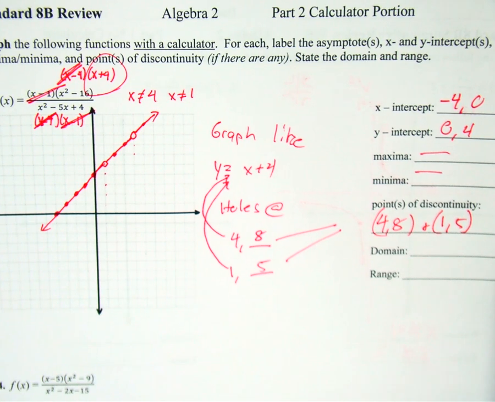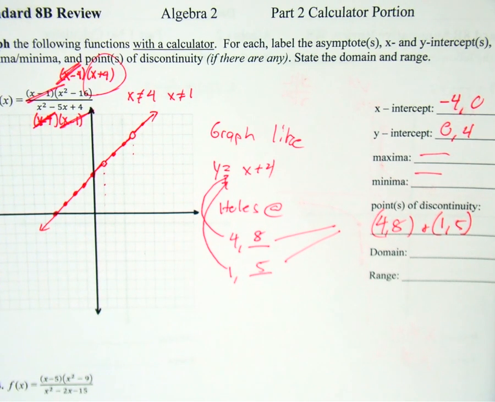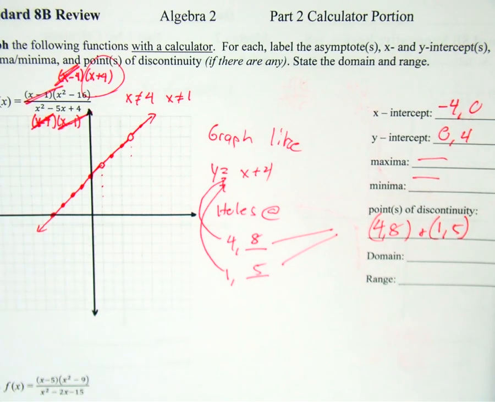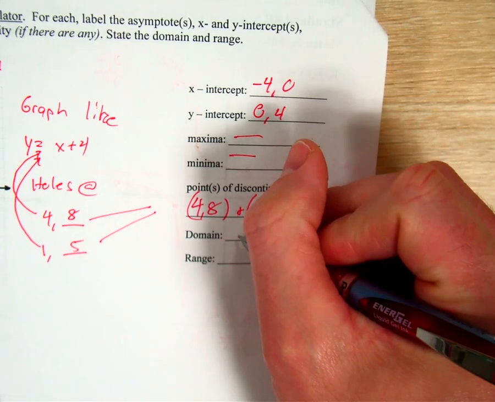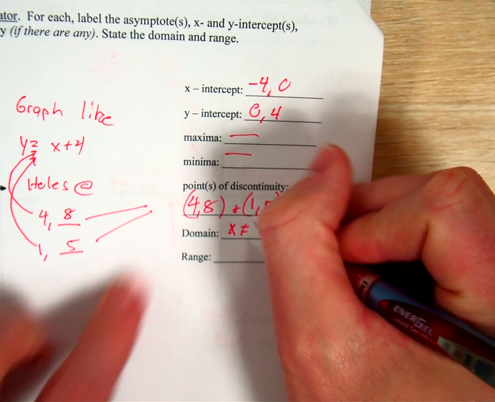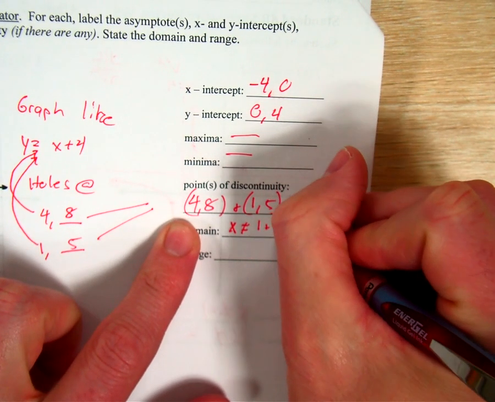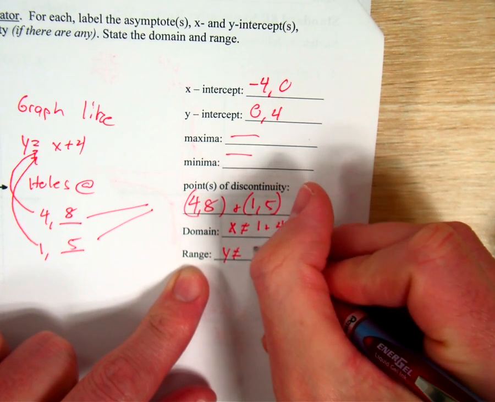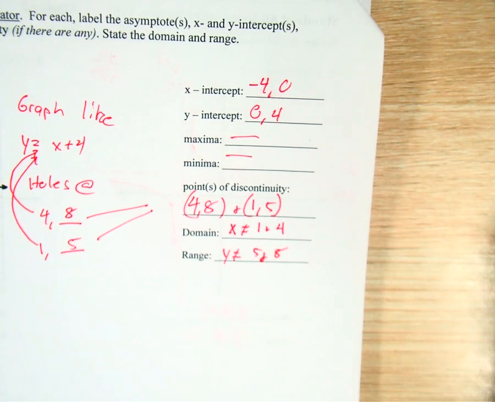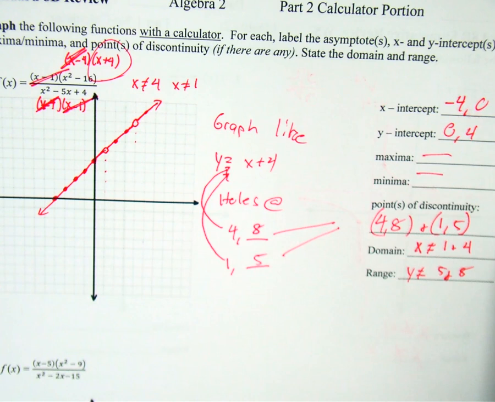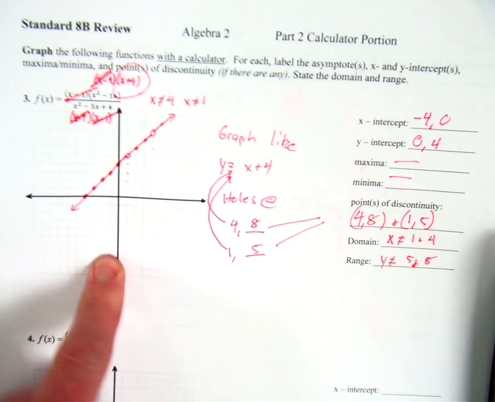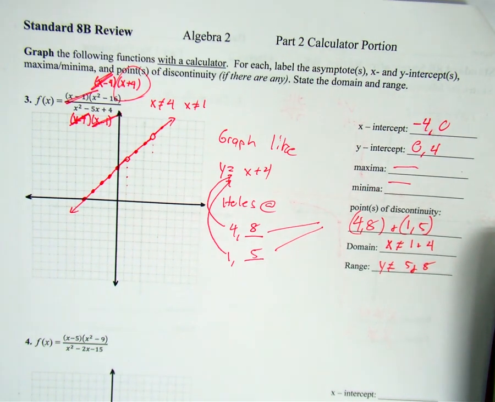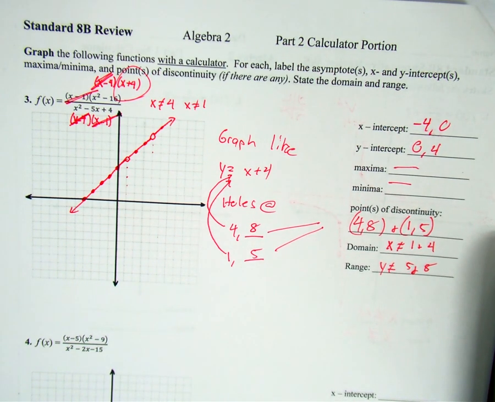And domain and range, usually a line is all real numbers for everything, but because of the holes, we're going to be missing 2 x numbers and 2 y numbers. We're going to have all real numbers x except 1 and 4 from your points of discontinuity, and range all y's that are not 5 and 8. And now we're up to a 2.5 because we have 2 graphs correct for the 2, and we have 2 out of the 3 domain and ranges. So that'll give you enough to be a 0.5.